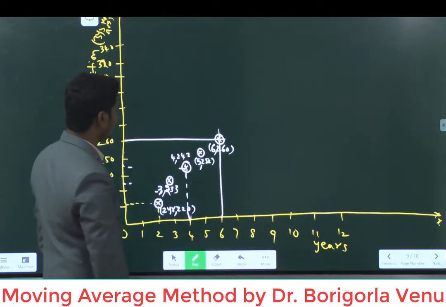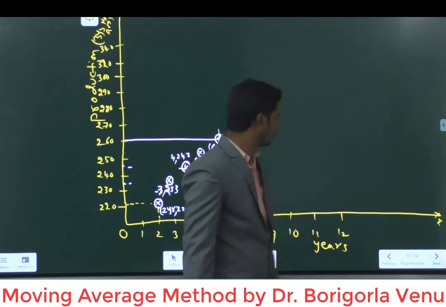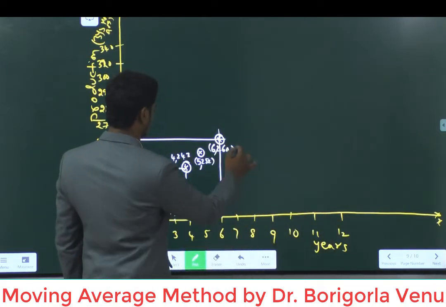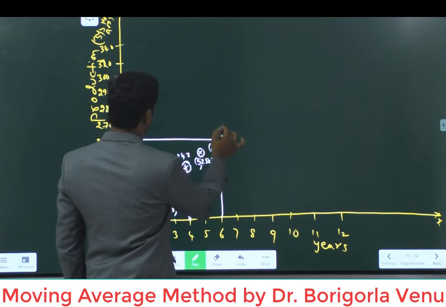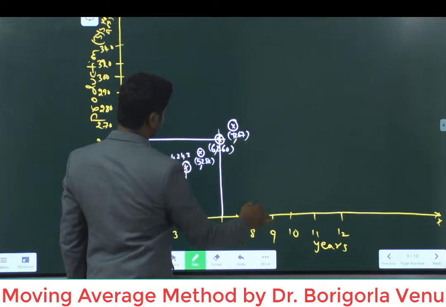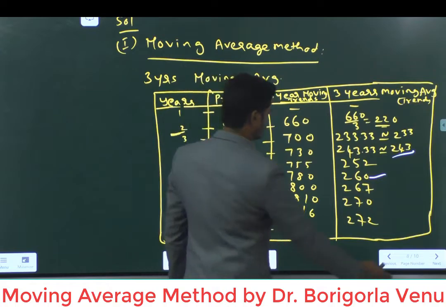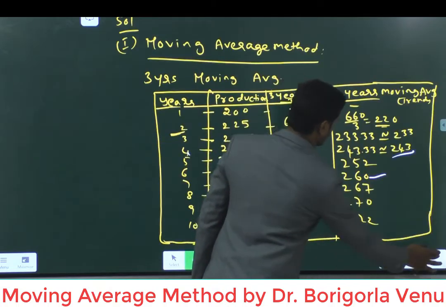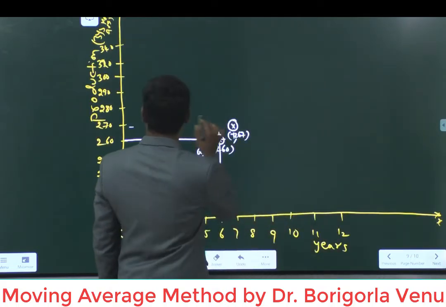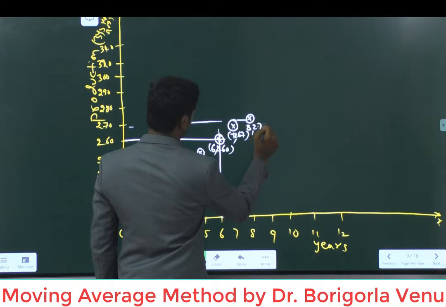Next, similarly, we are going to take the seventh year, that is, the seventh year is 267. Here we get 7, 267. Next, for the 8th year we are going to get 270. The 8th year is 270. So 8, 270.